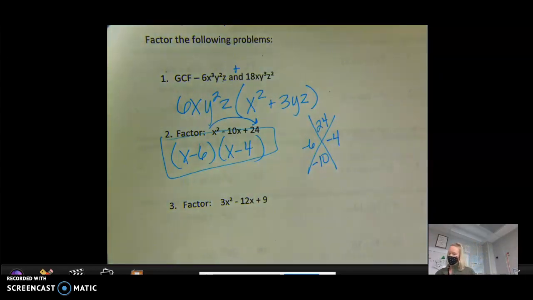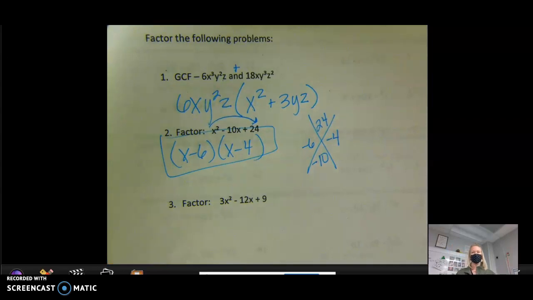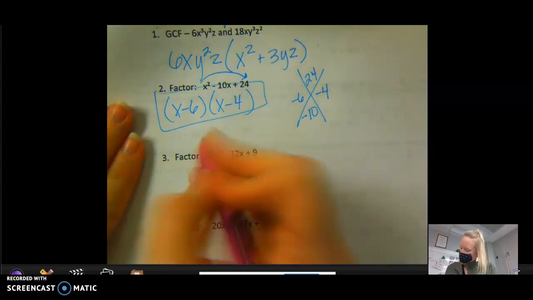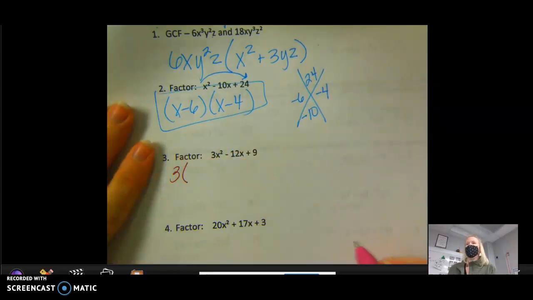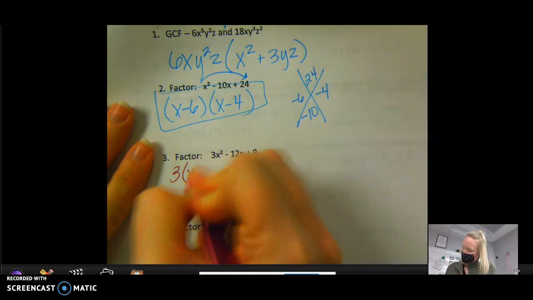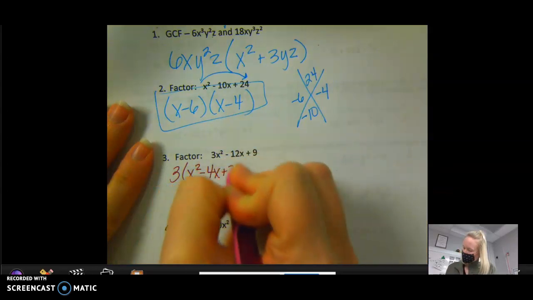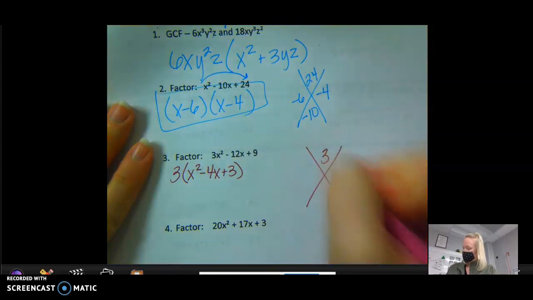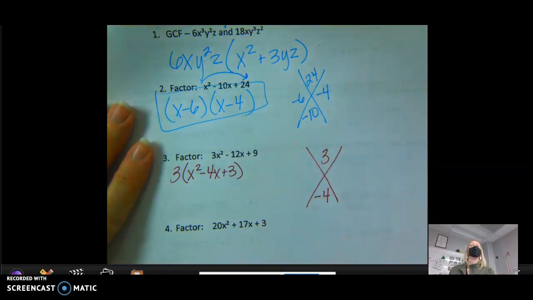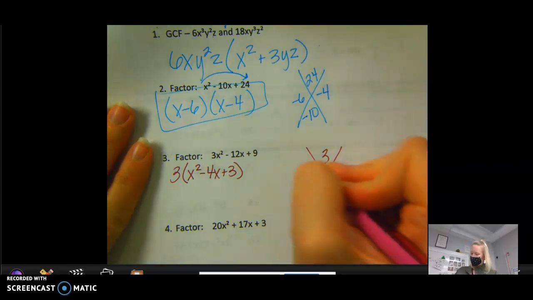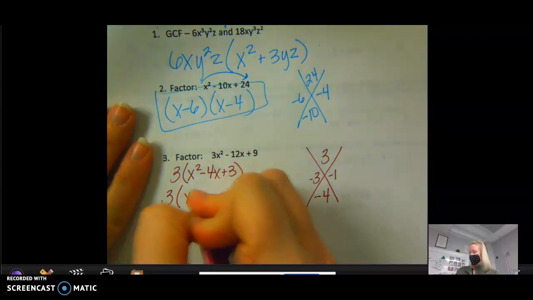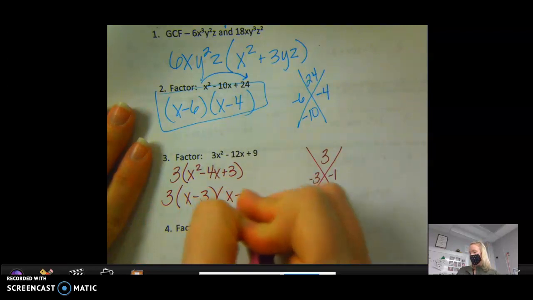All right, number 3. Can I GCF it? Yeah, what can I take out? What am I left with when I take out that 3? There we go. Crisscross it. When I multiply, I want? When I add, I want? What 2 numbers multiply to 3, but add to negative 4? There we go. So this is just 3 out front. Don't forget that 3 out front. X minus 3, x minus 1.